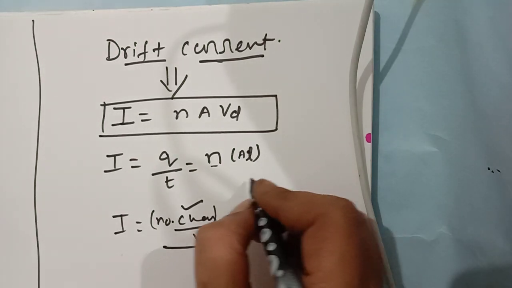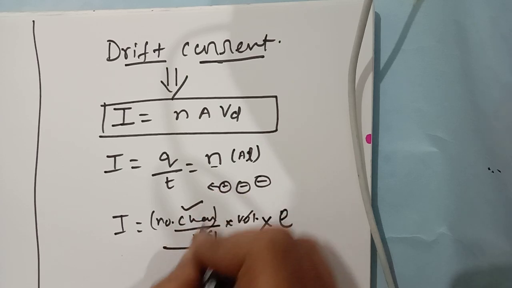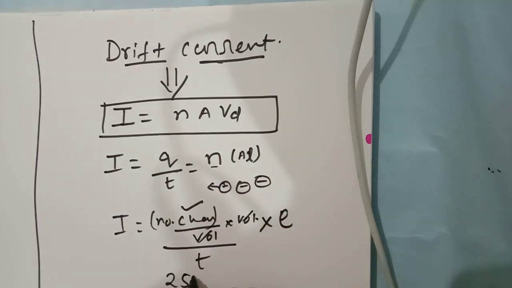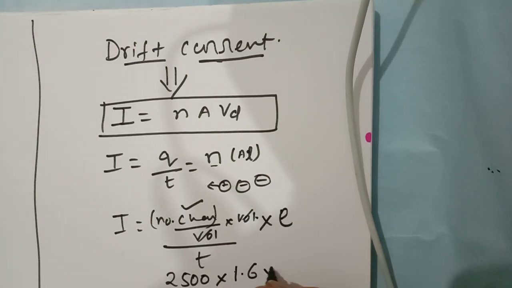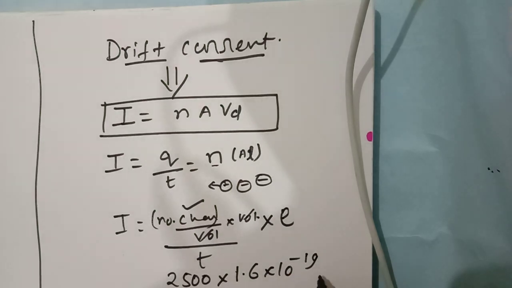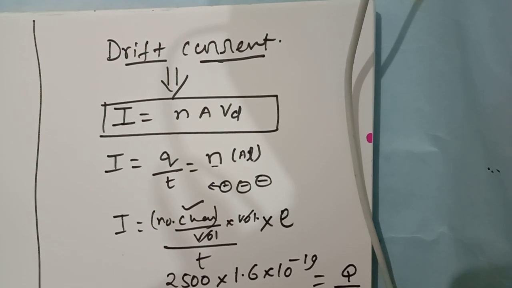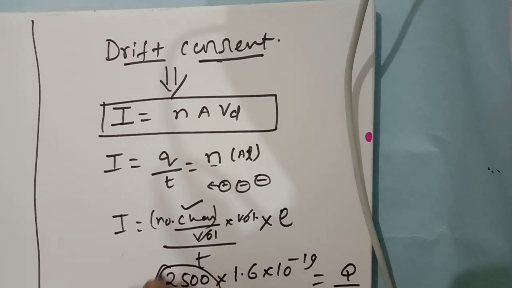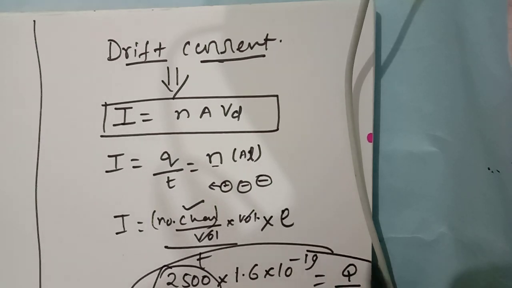Understood or not? Suppose there are 2500 charges. Do we write 2500 by T, or 2500 into one electronic charge? Now it makes sense that it is Q and it is T. Otherwise it was just N by T. If we write 2500 by T, it is just this. If you want to write Q by T, we have to write this, right?